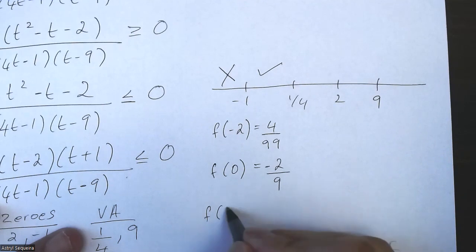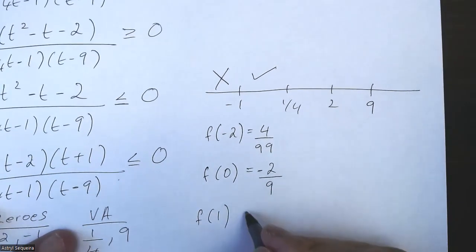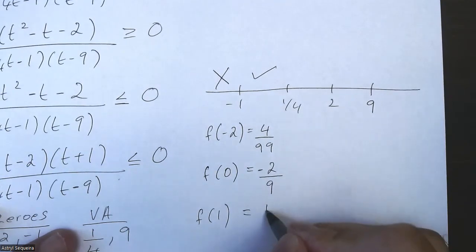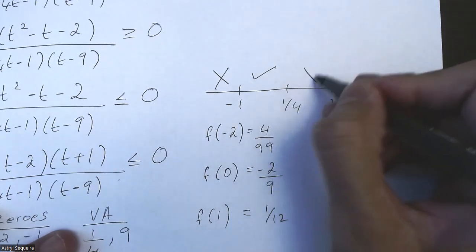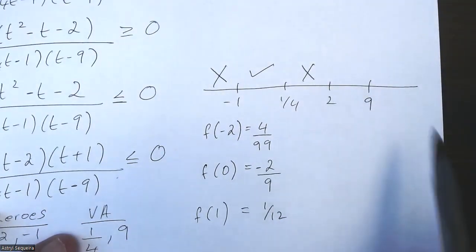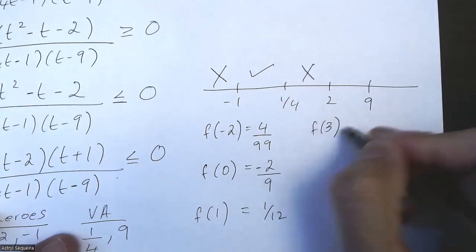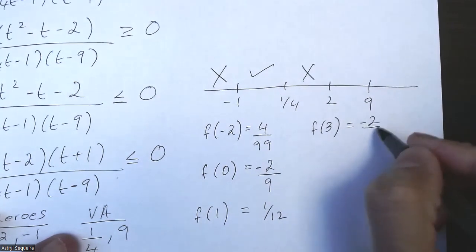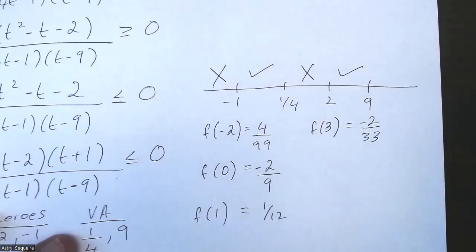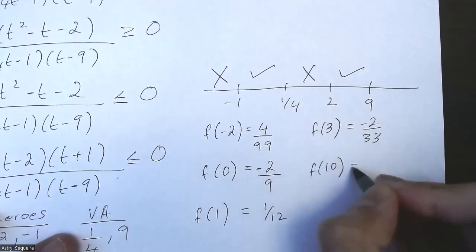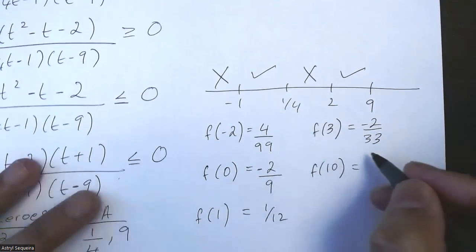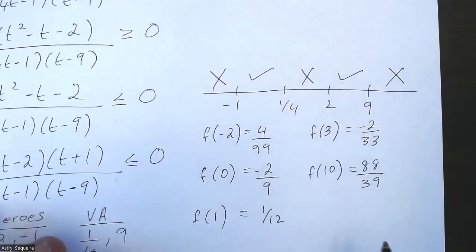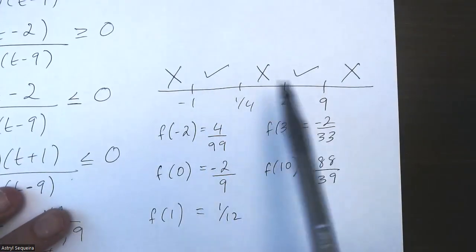Between these two, I'll pick f of 1. And that will give me 1 over 12, which is not less than or equal to 0. I'll pick 3 for this one, so f of 3 is -2 over 33, which is less than 0. And last, I'll try f of 10, which is 88 over 39, which is not less than or equal to 0. So I have two good solutions here in between these two.